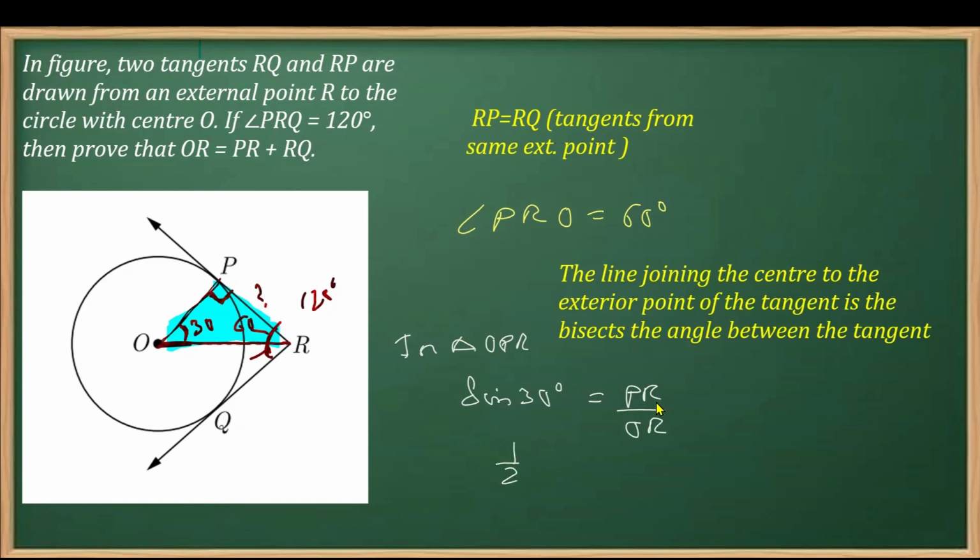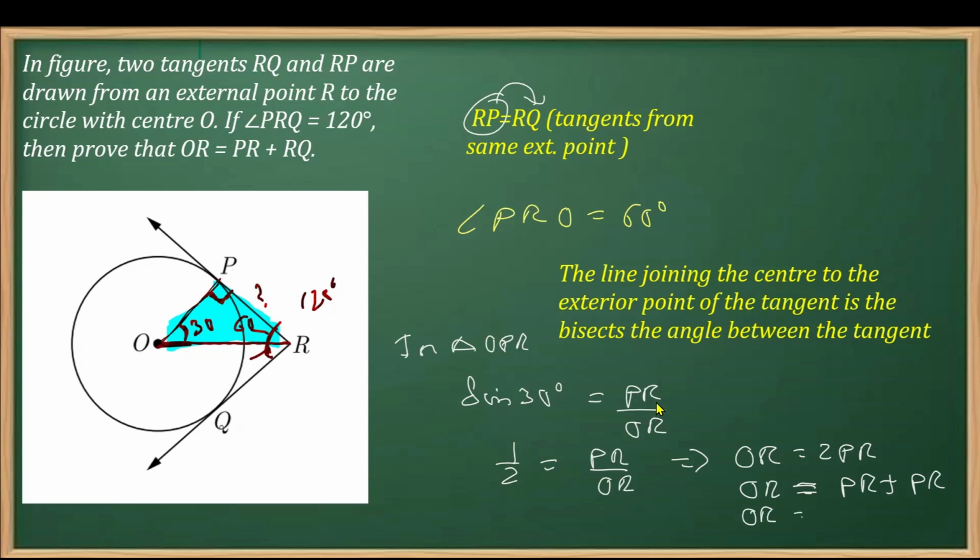Sine 30 is half. So half is PR over OR. Now if you do cross multiplication, what do we get? OR is equal to 2 times PR. Further, I can write 2 times PR as PR plus PR. And we know that PR is equal to RQ.